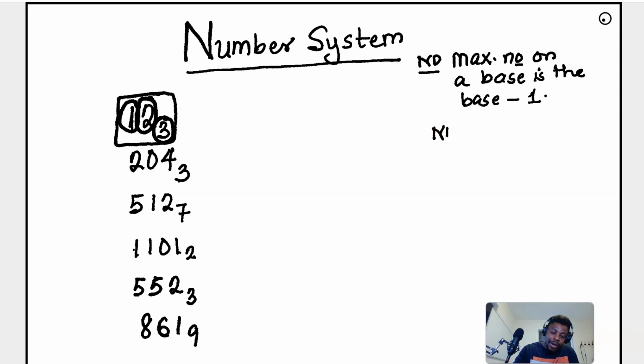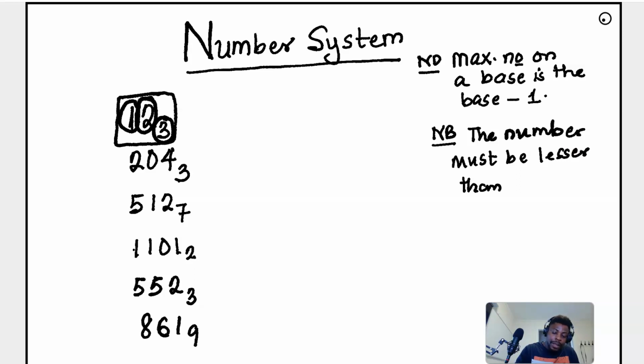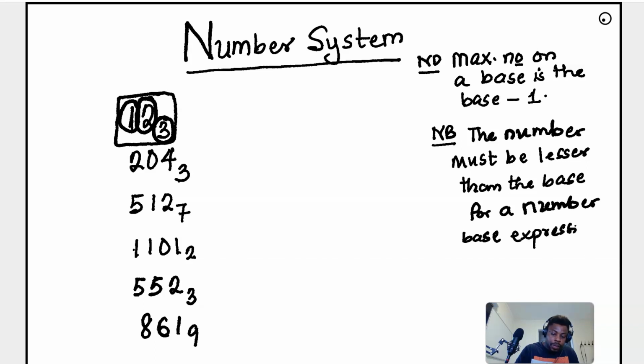I'll write it somewhere here also for you. The number must be less, or lesser, than the base for a number-based expression or equation to be correct.